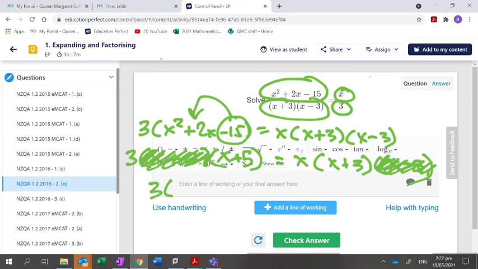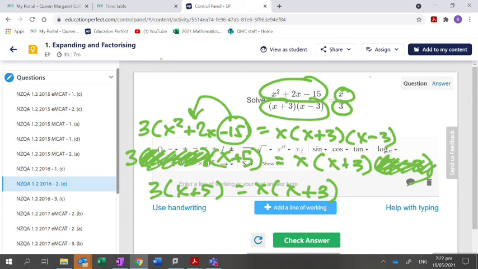So on this side, I have 3 times x plus 5. On this side, I have x times x plus 3. Now, I've eliminated the fractions, but in doing so, I've added more brackets. And I can't solve it with brackets in it. So what's next?